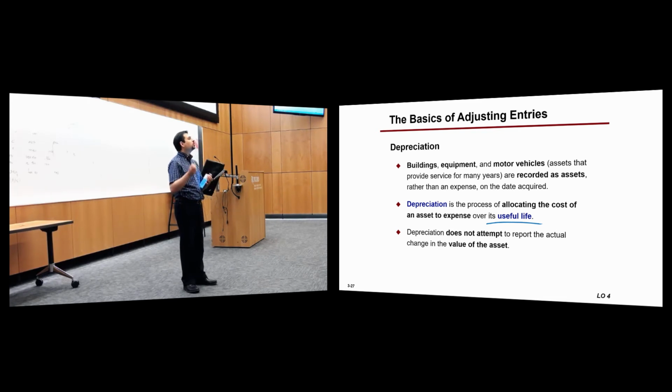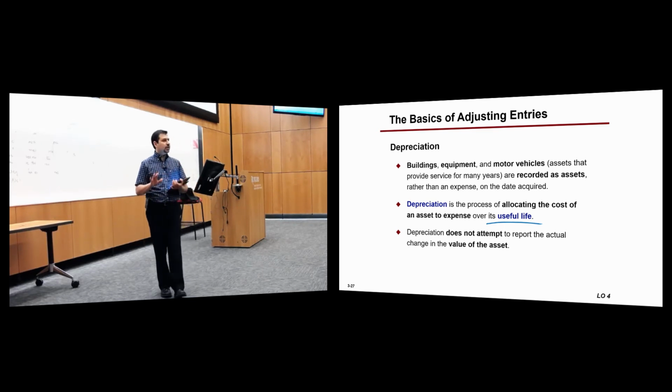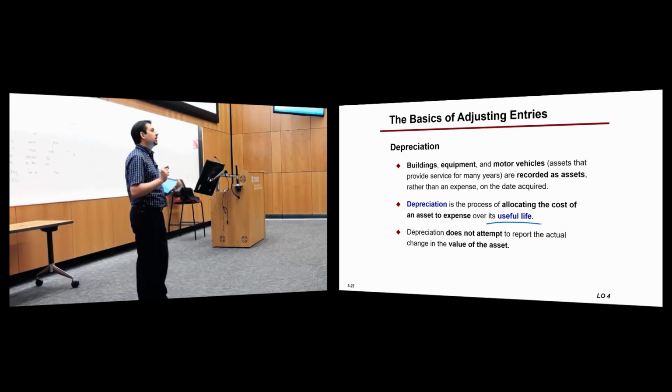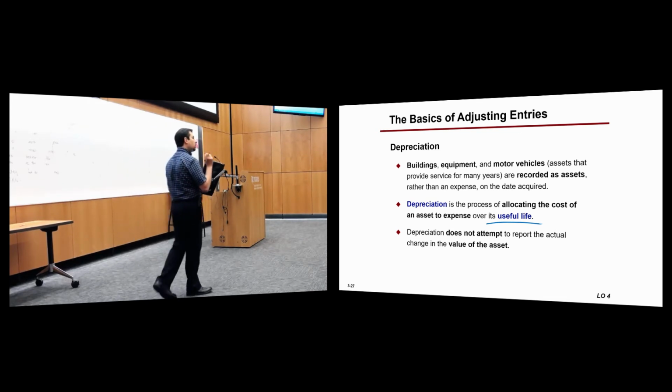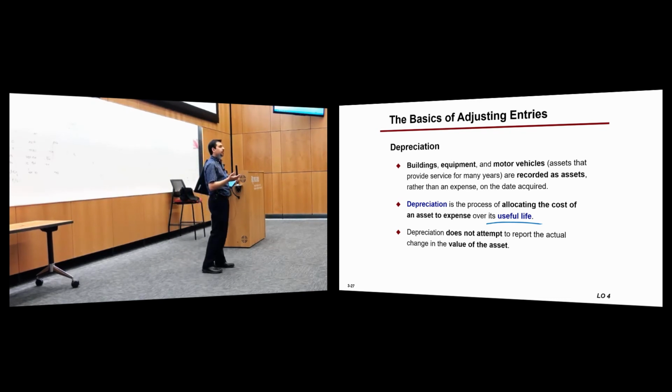How do we calculate depreciation exactly? We will learn how to do that later on. But for now, this is what you need to understand. We are not looking at the market value. What we're looking at is basically the concept of depreciation. Basically what we're doing here is allocating the cost that the company paid for certain equipment or a building over the useful life of that building or of that equipment.